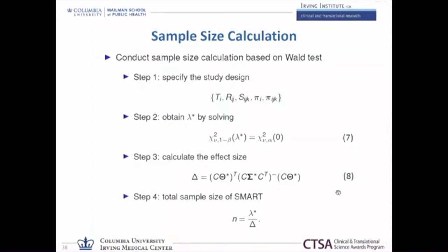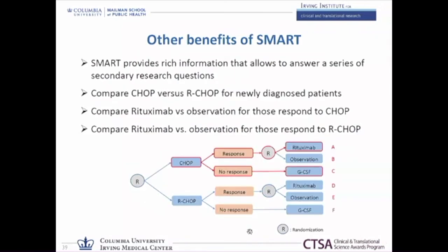Once we have the value of lambda star and the delta, we divide the lambda star by delta, and we can obtain n, which is the total sample size of all the patients we require for a SMART trial.